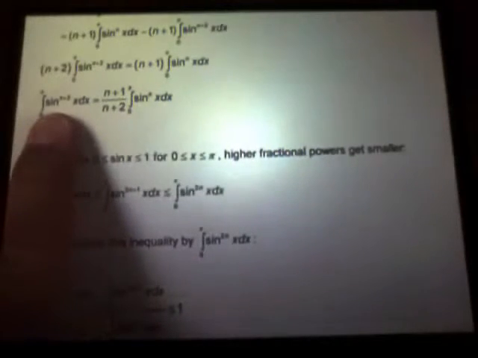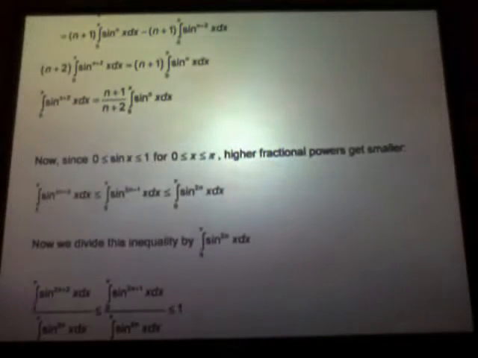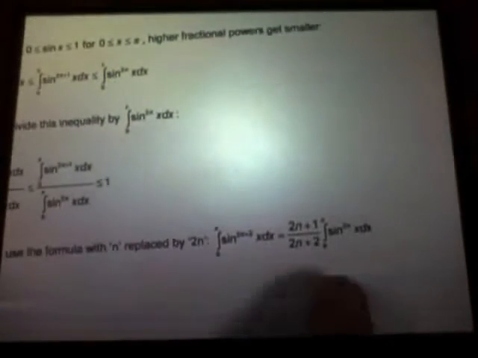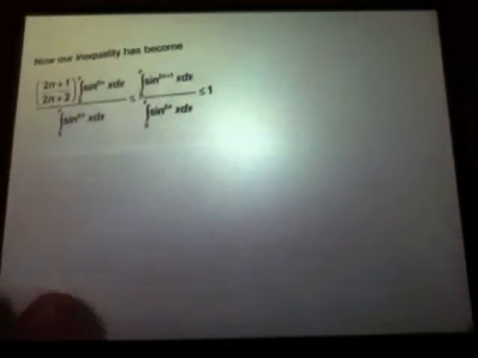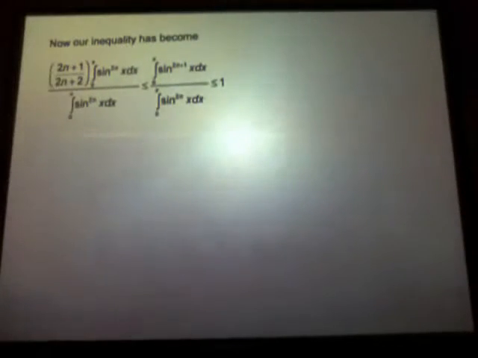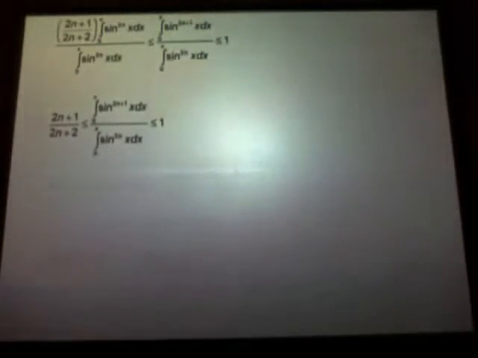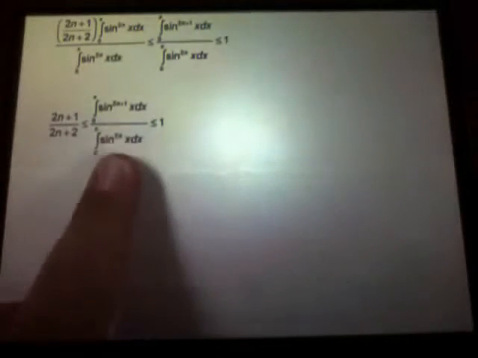We had this inequality right here, and then he uses this formula right here, just replacing n with 2n. So then I have sine to the 2n plus 2 is 2n plus 1 over 2n plus 2 times sine to the 2n. Right here. Yeah, so then you have your 2n plus 1 over 2n plus 2 up in the numerator, and all this garbage is going to cancel. So you're just left with only the 2n plus 1 over 2n plus 2. Now he plays around with these two things.